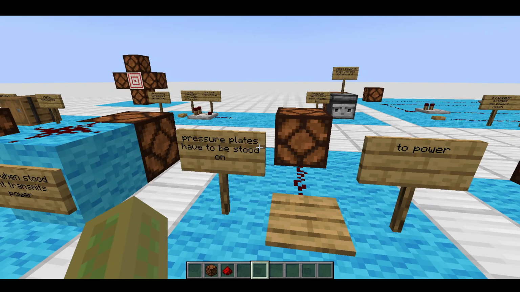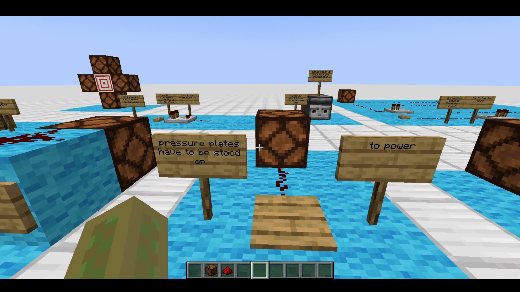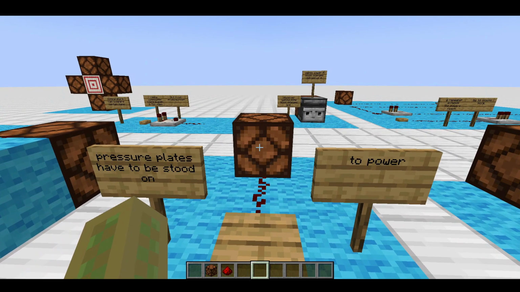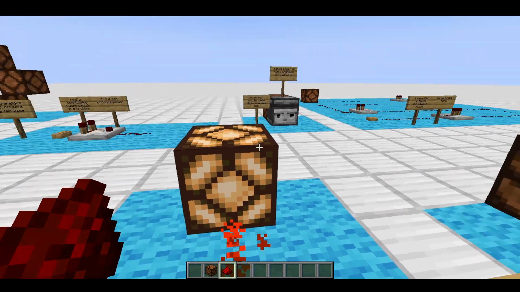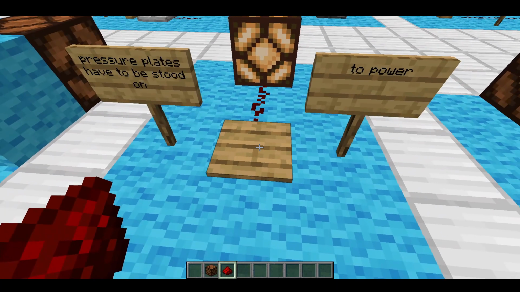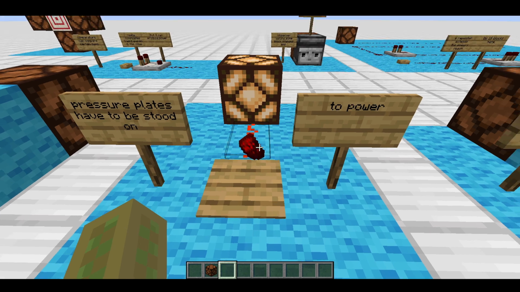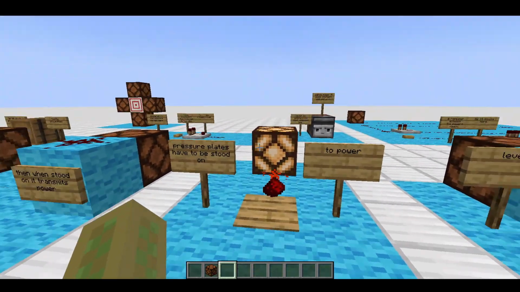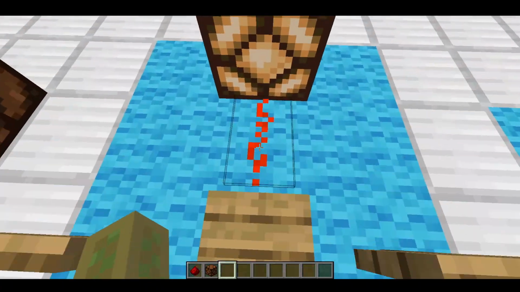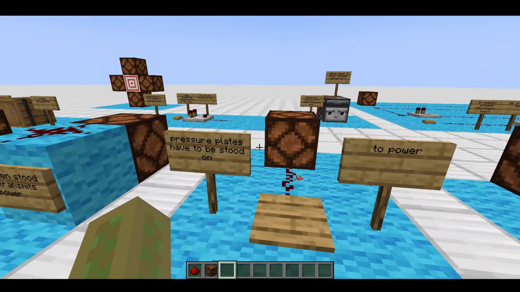The next one is a pressure plate. Pressure plates have to be stood on to give power. And as you see, the lamp activates. And whenever I go off, it deactivates. You can also throw items onto it to also act as something to push down on it. Pretty cool.